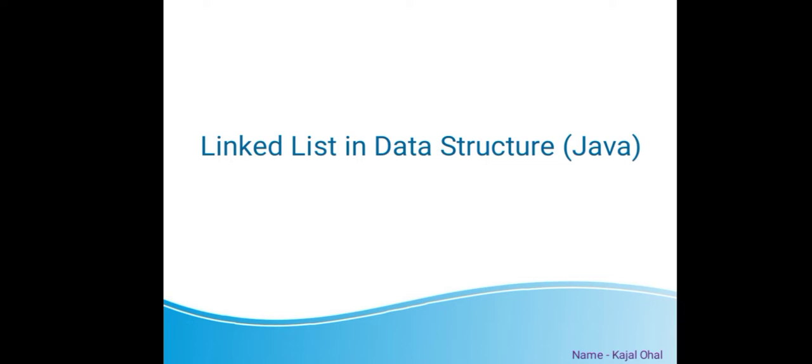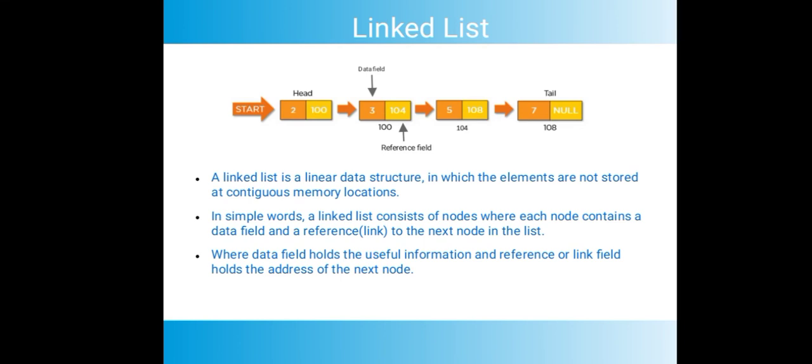Linked lists are often used because of their efficient insertion and deletion. They can be used to implement stacks, queues and other abstract data types. An abstract data type is a data type where only behavior is defined but not implementation. So let's start with linked list.